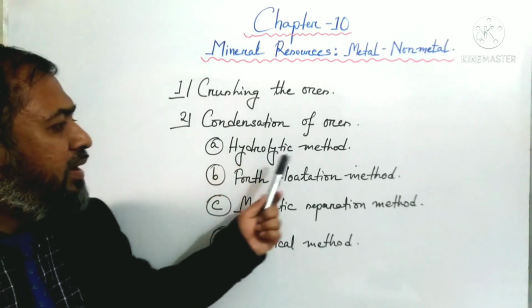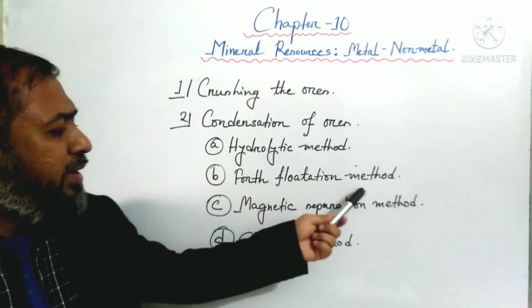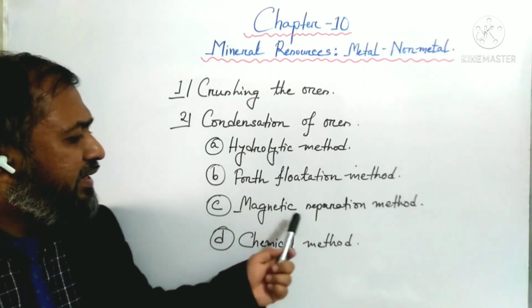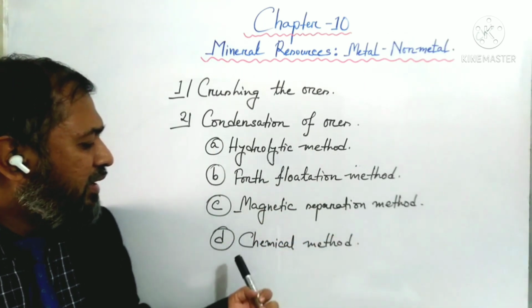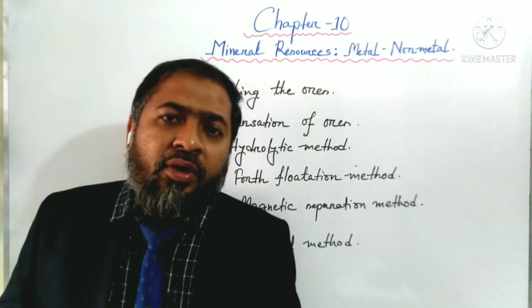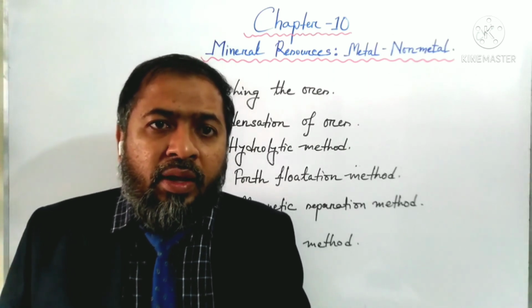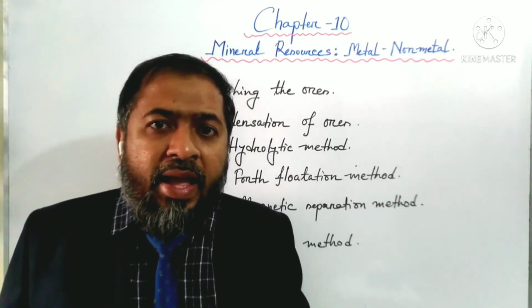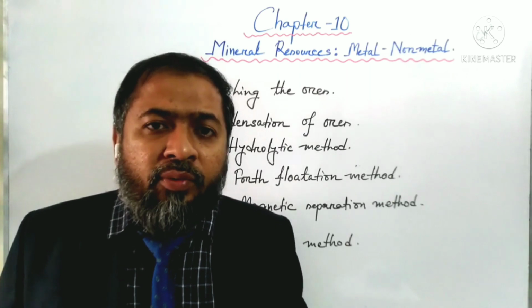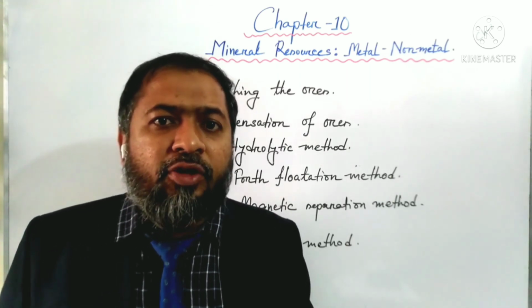Number 1, hydrolytic method. Number 2, froth floating method. Number 3, magnetic separation method. And last, chemical method. These are the methods through which we can remove the impurities from the ore, and the amount of ore from which we can extract metal is increased in a certain volume of the substance.